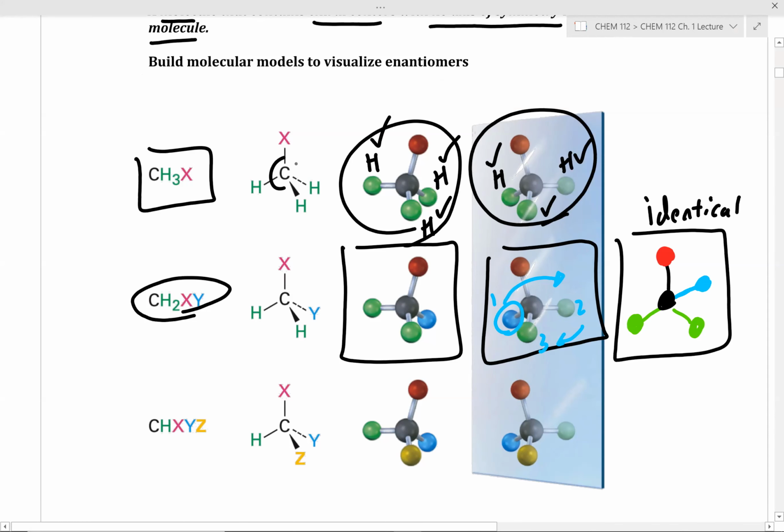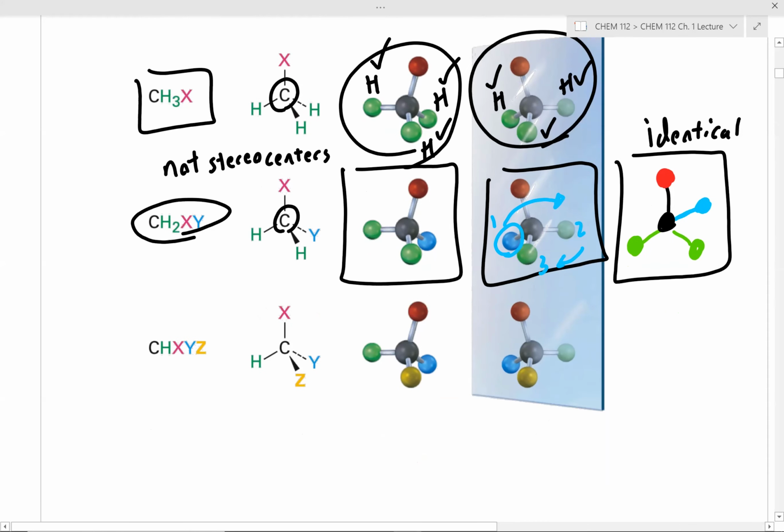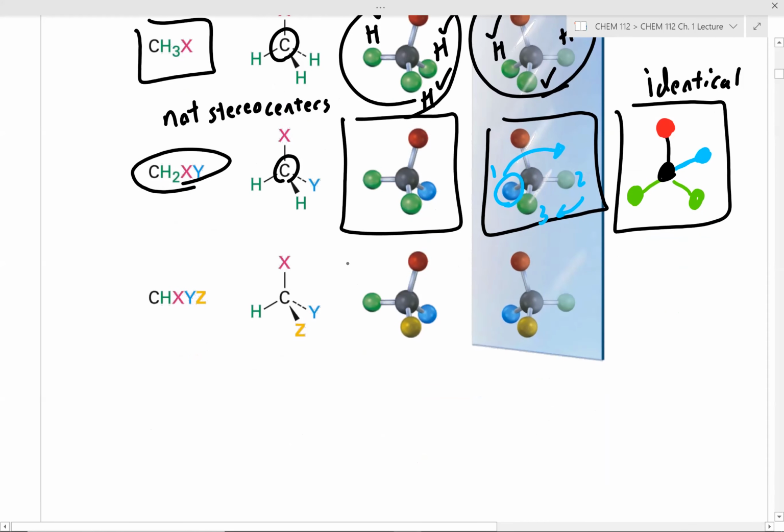So these 2 carbon centers are not stereocenters. And the reason for that is if we compare the structure and its mirror image, the mirror image is superimposable. We do not have a set of enantiomers in this case. We always need 4 different substituents. So let's take a look. As we've established before, let's just do it one more time for practice.